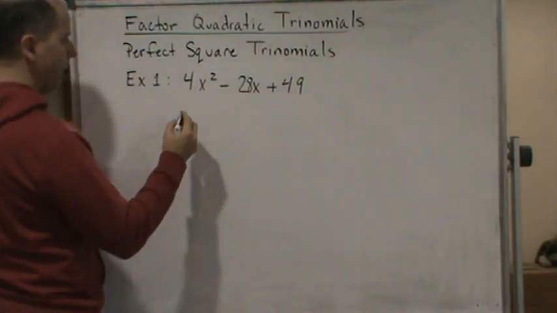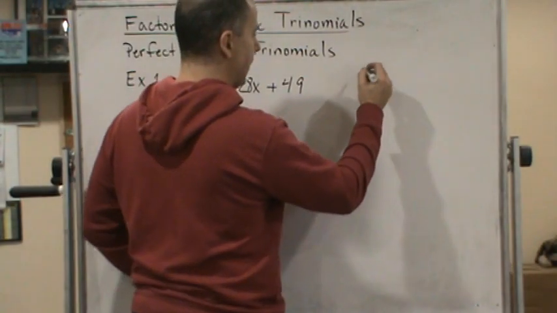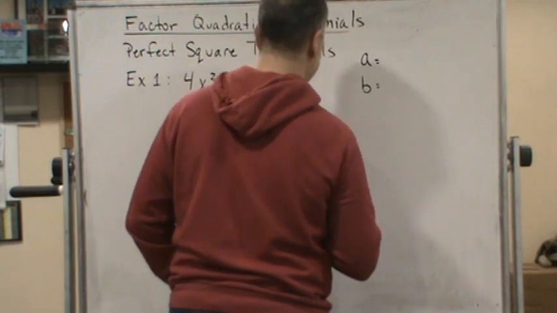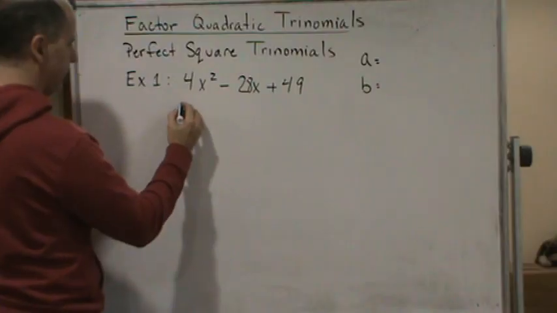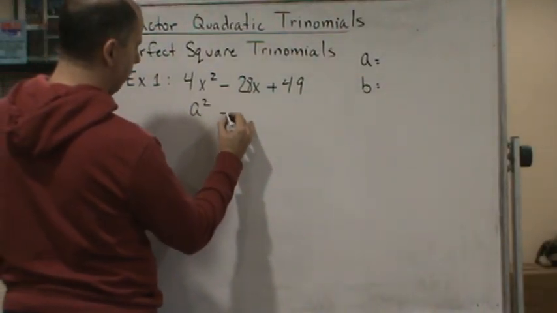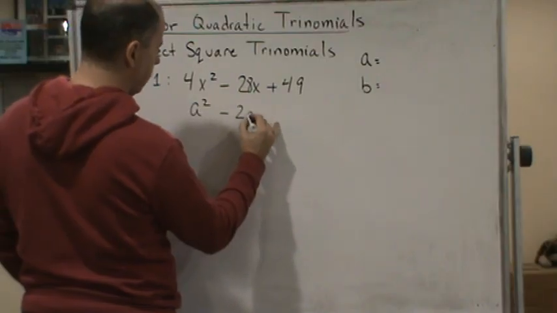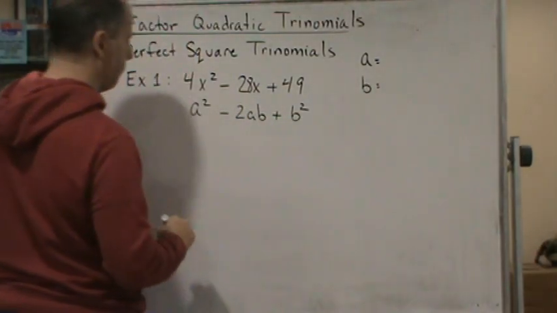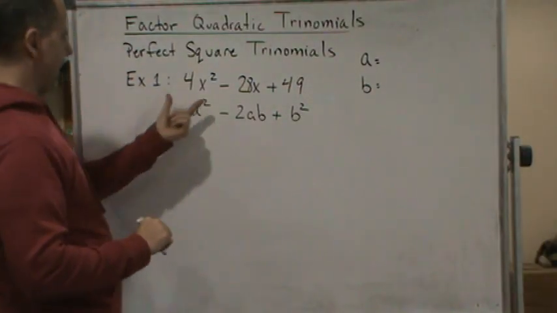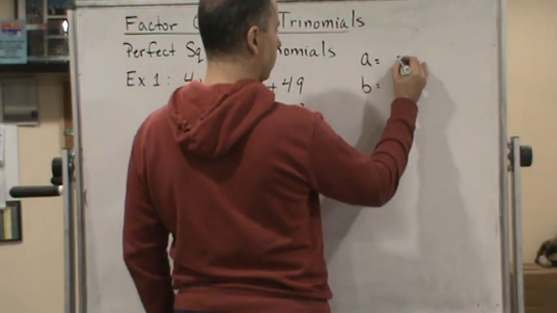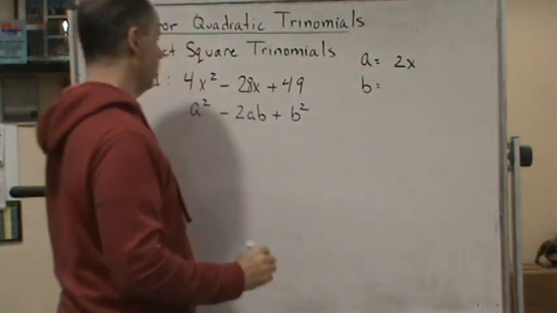So if I'm looking at my A and B, right, I need to know what A is equal to and what B is equal to, right? Well, if this is A squared, right, minus 2AB plus B squared, right? Well, if this is A squared, then that means A must equal 2x, right?